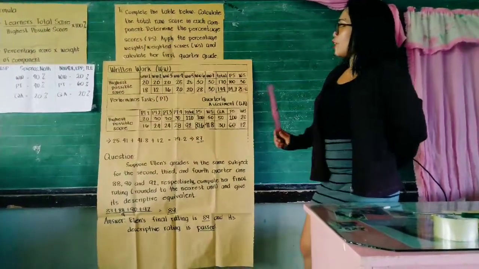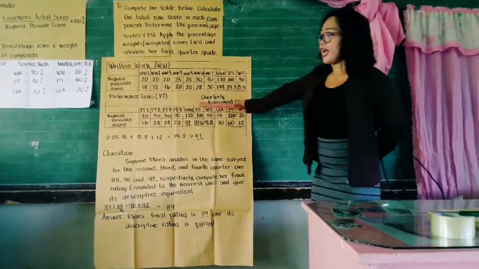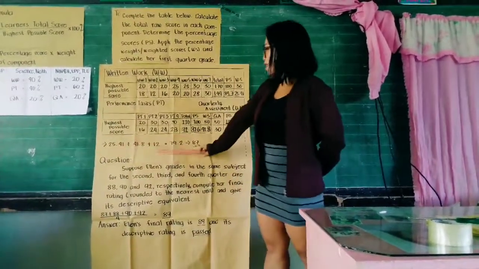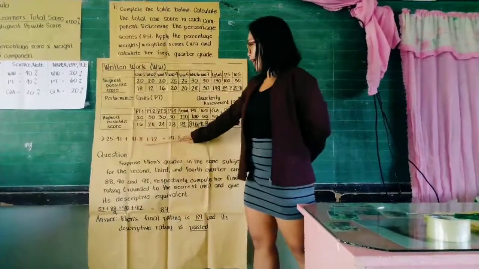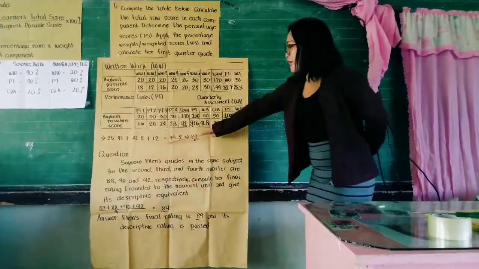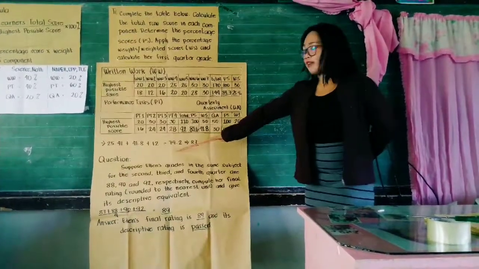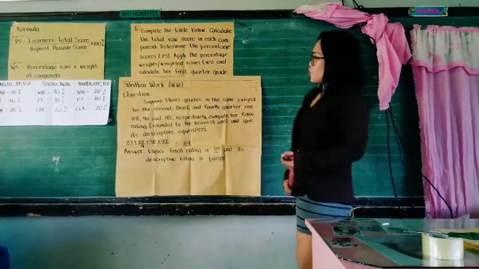Now, to calculate the first quarter grade for Araling Panlipunan of Ellen Ramsey, we will add the raw scores. 25.41 plus 41.8 plus 12 equals 79.2. Then, the transmuted grade of 79.2 equals 87.